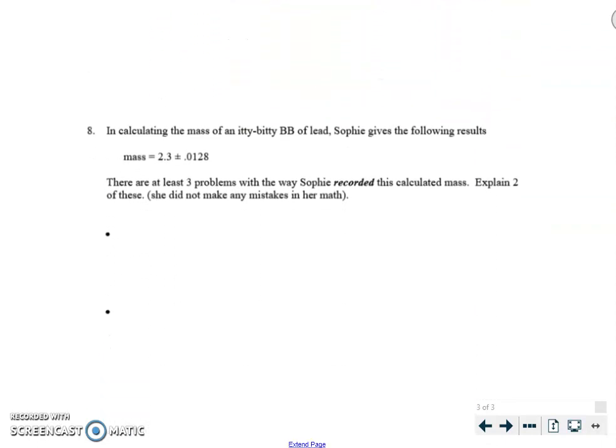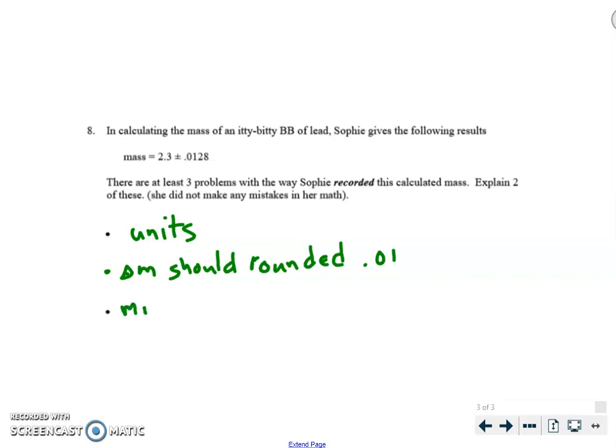Last problem, we did generally very well with. Each one was 1 plus a half. So the 3 things: she forgot units. The delta M should be rounded. Instead of 0.0128, you really should call that 0.01. And then lastly, there's a mismatch in precision between delta M and M. In other words, this is out to the tenth place, and this is out to the 10,000th place. You can't do that.